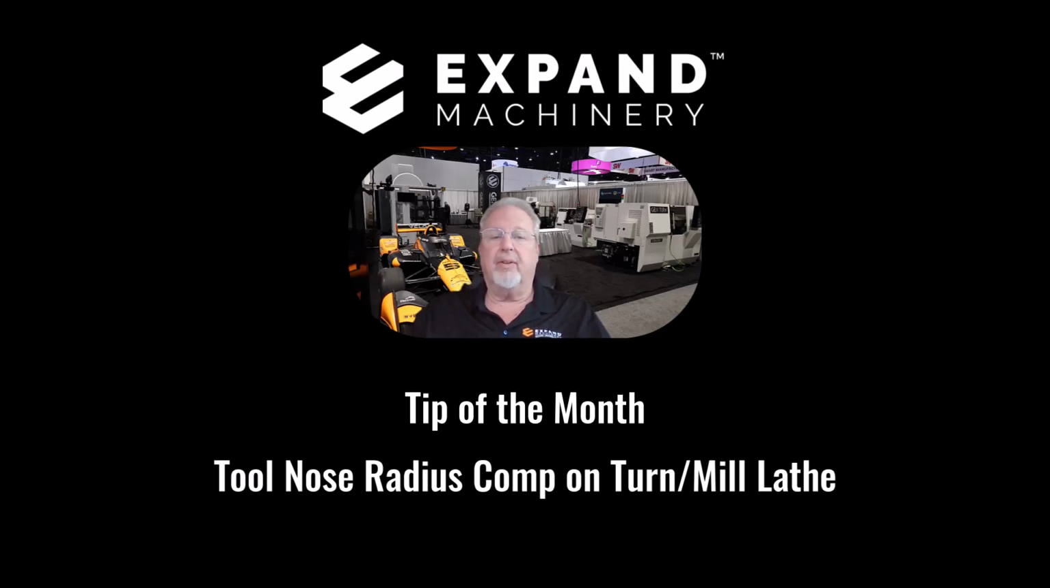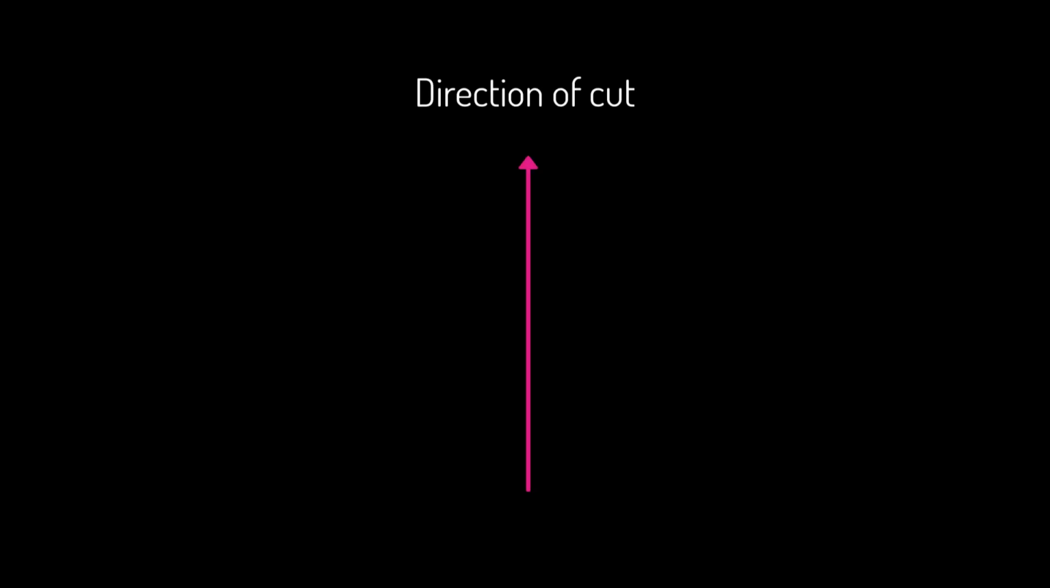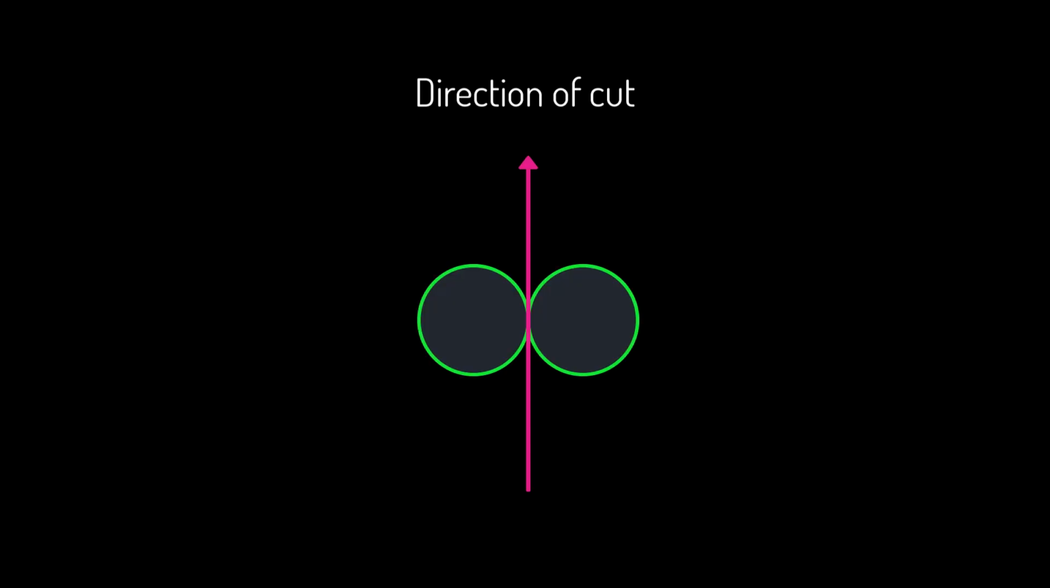Today we will cover tool nose radius comp for turning and milling on a lathe with live tooling. The G codes for cutter comp are G41 and G42. If you draw an arrow pointing up and add two circles tangent to the line, the circle on the left will be G41 and on the right will be G42.